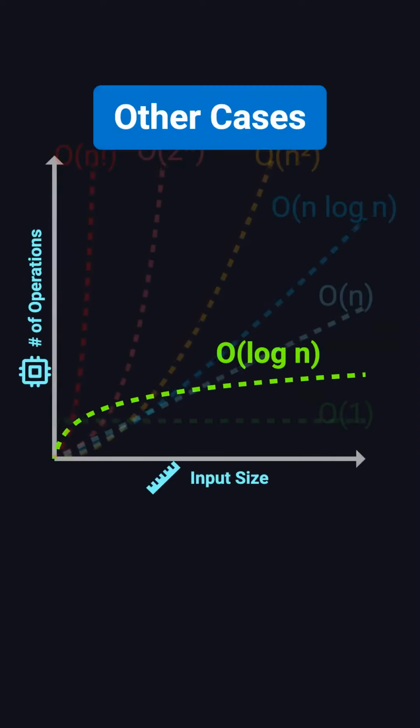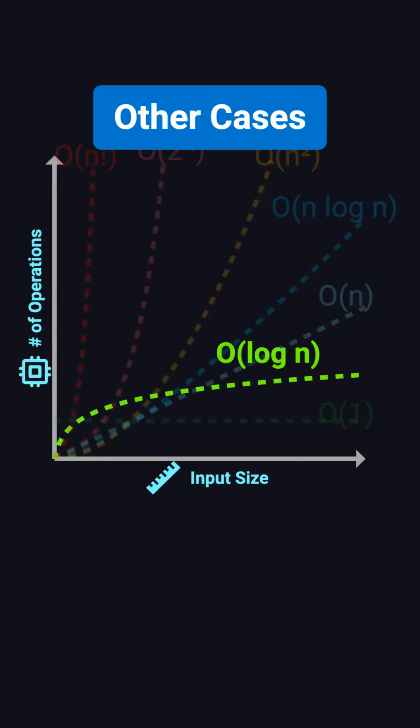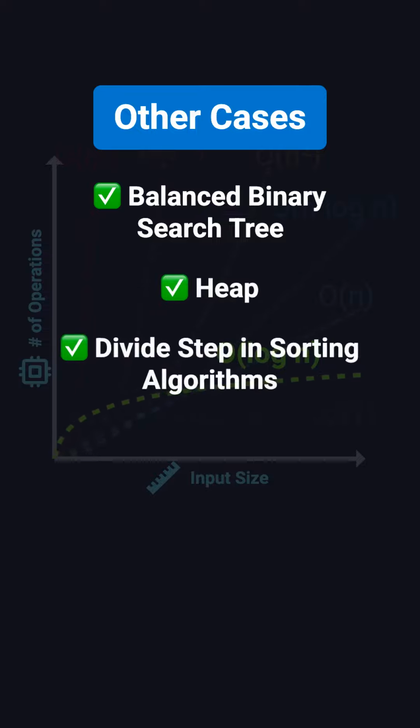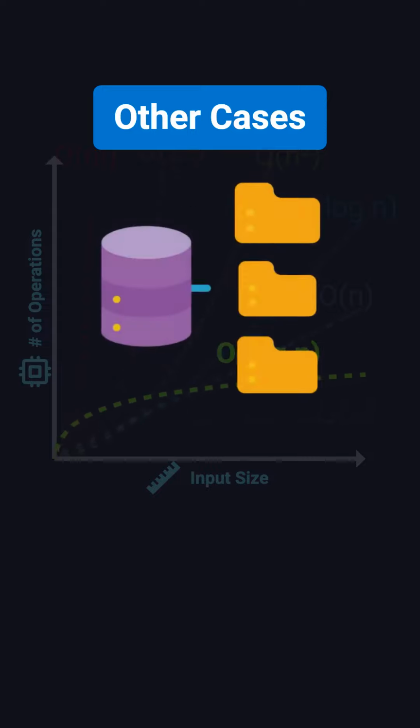And binary search isn't the only example. Many other algorithms have O log n complexity. For instance, searching, inserting, or deleting in a balanced binary search tree, inserting or deleting in a heap, some stages of divide and conquer sorting algorithms, and a very practical one, database indexes.